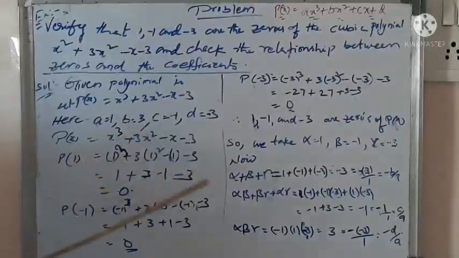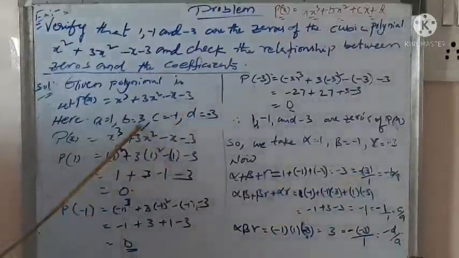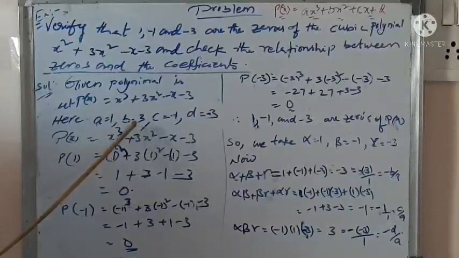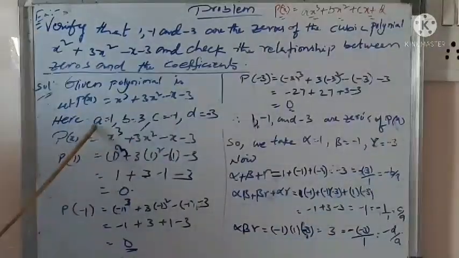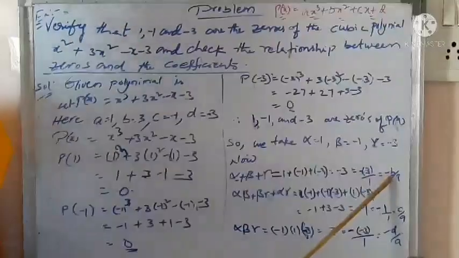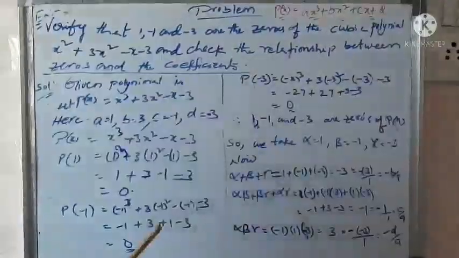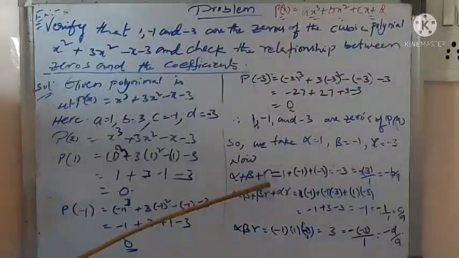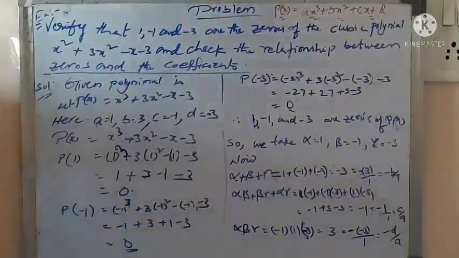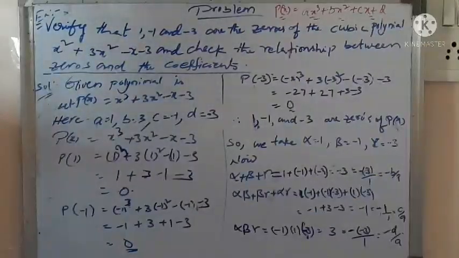And now this is written as minus of 3 equals minus 3 by 1. See this. What is 3 here? Value b, right? So b by, what is the value of 1? A. So the relation is -b by a. We already know that the relation for alpha plus beta plus gamma is -b by a in a cubic polynomial.